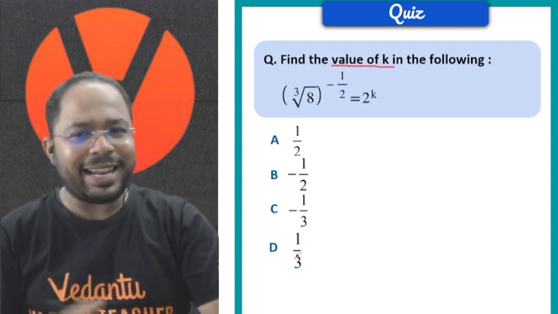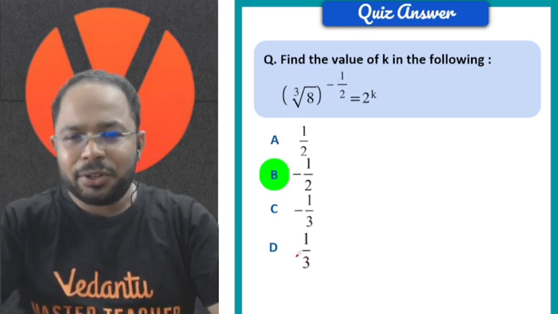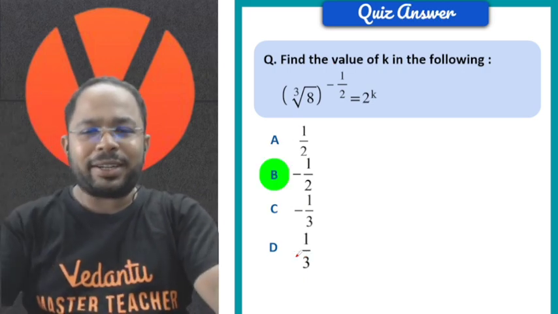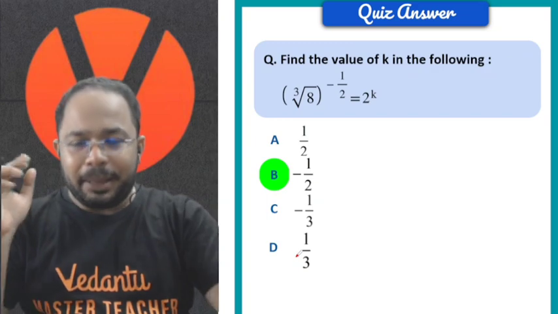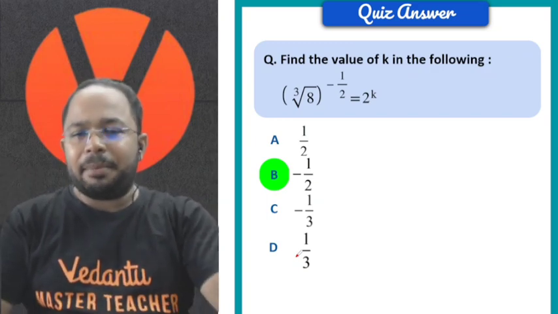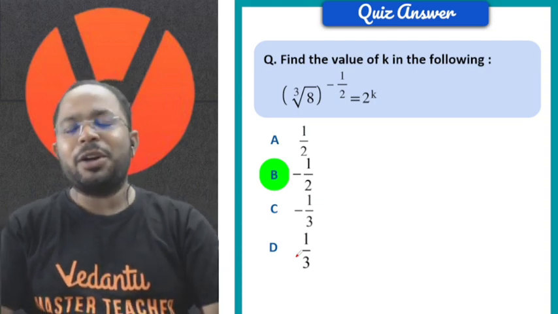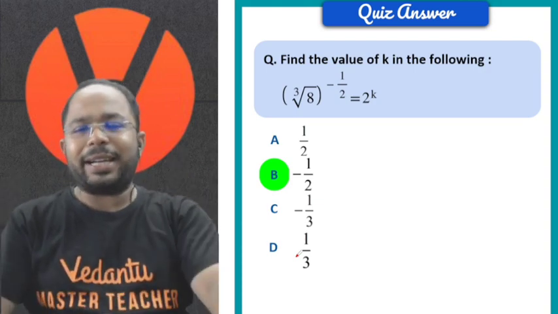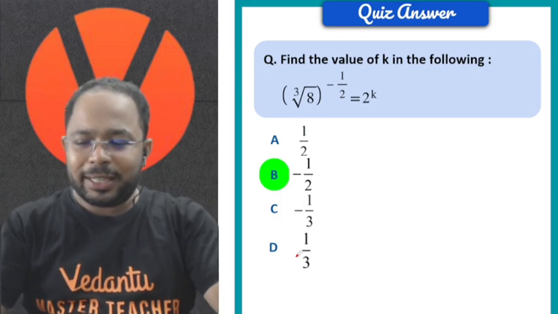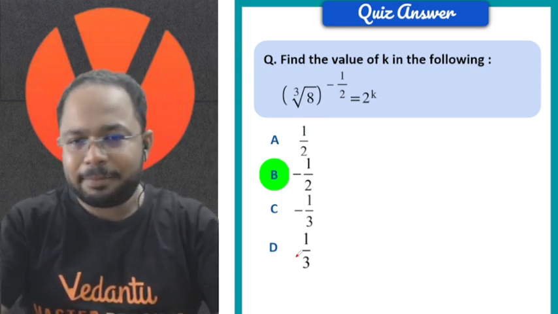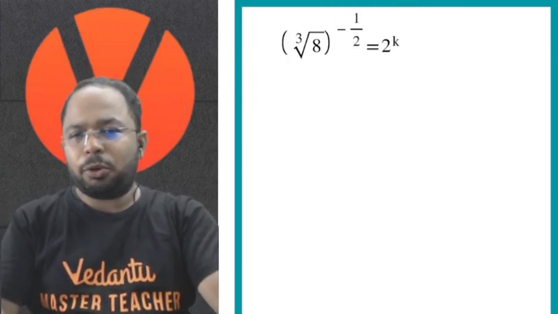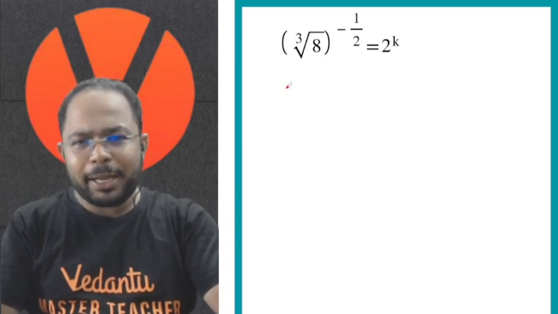So students, let's see the solution. So here the right answer is B as minus 1 by 2. अगर तुम्हें k का वैल्यू minus 1 by 2 आया, so absolutely. So let's see how to solve this. ठीक है? So जिन बच्चों को नहीं हो पाया कोई बात नहीं, I will be helping you.